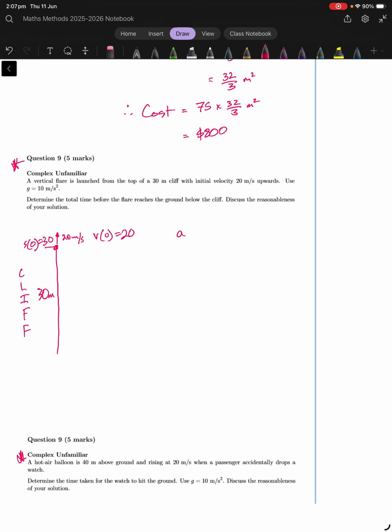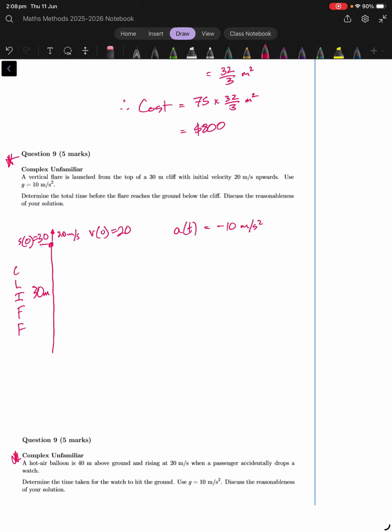So my acceleration at time t, they've told me to use negative 10 meters per second squared. You've got to remember that it's negative. Velocity at time t is going to be the integral of that, which is negative 10t plus c. V of 0 equals 20. That tells me that c equals 20. And my velocity at time t is negative 10t plus 20.